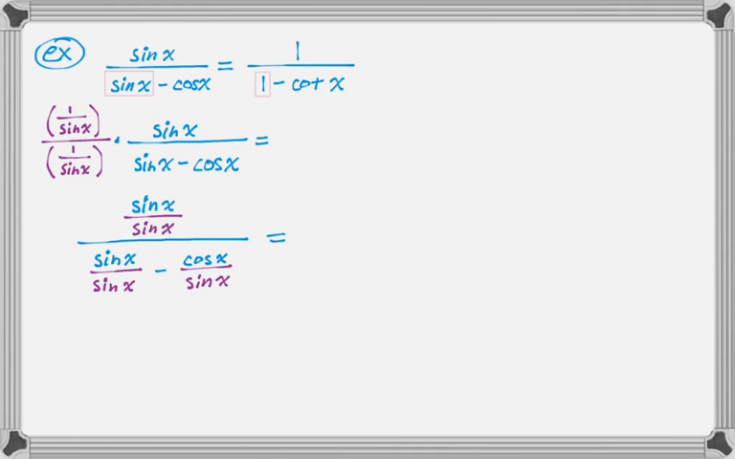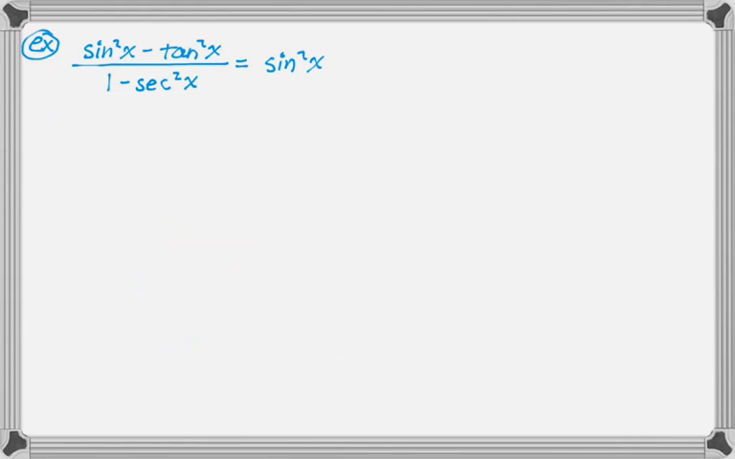And so it's kind of like in one step here. I get 1 over 1 minus, and then cosine over sine is cotan. And that's the original right-hand side. So just by taking the original and multiplying everything I see by 1 over sine of x, or really just dividing everything I see by sine of x, I get to the verification without a problem.